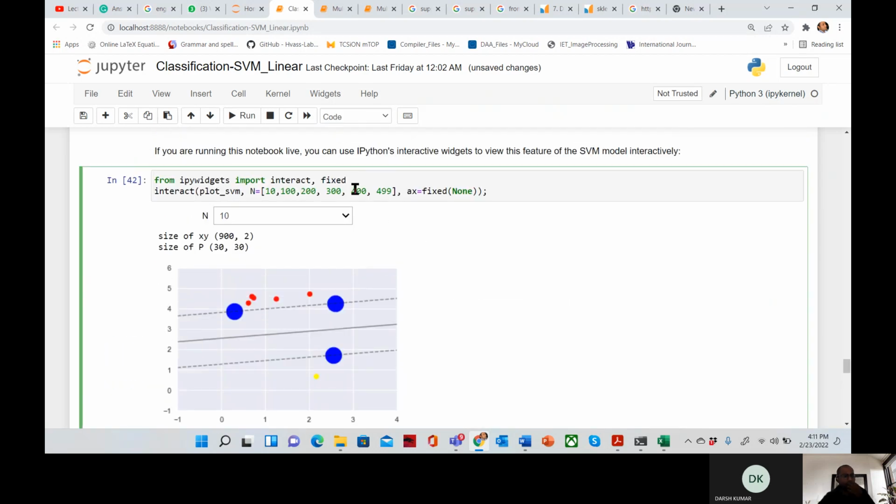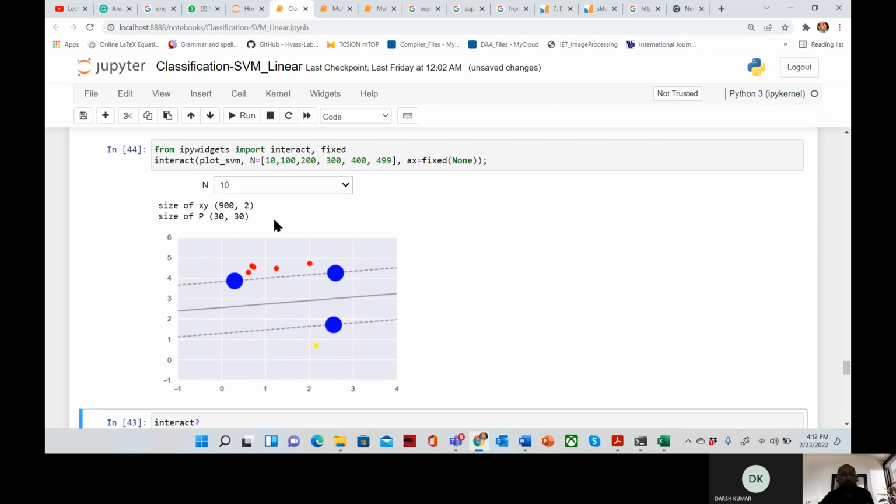Actually we need to remember this library from IPY, meaning Python's interactive widgets: from ipywidgets import interact. Okay, and in interact the first parameter is the function and the second parameter is the value that we are going to pass in this function. In this function we need to pass n, so I'm just passing the list of n. So you can set all these values here.